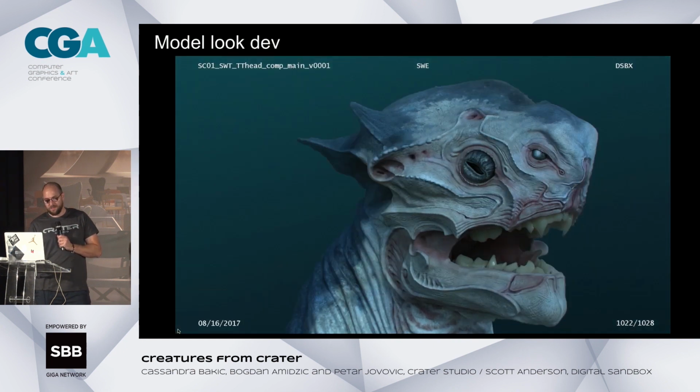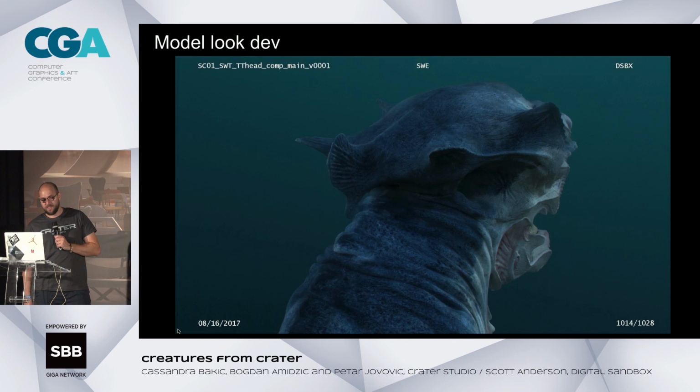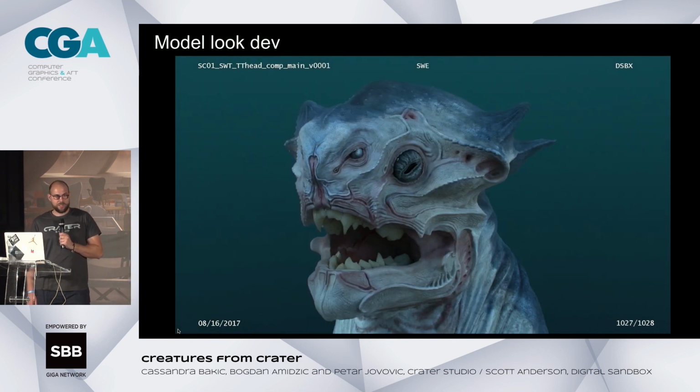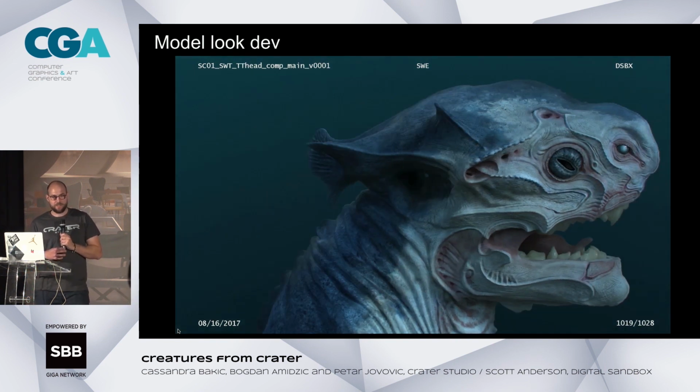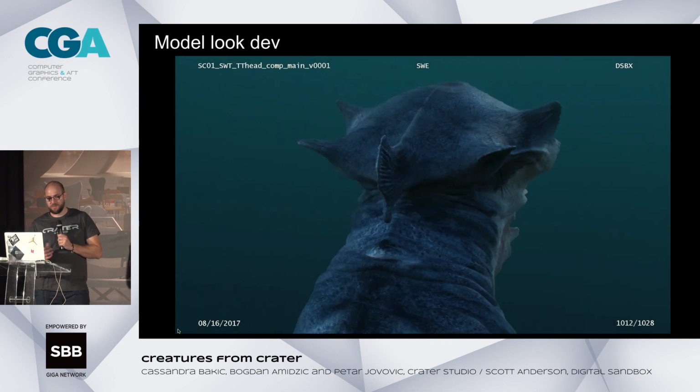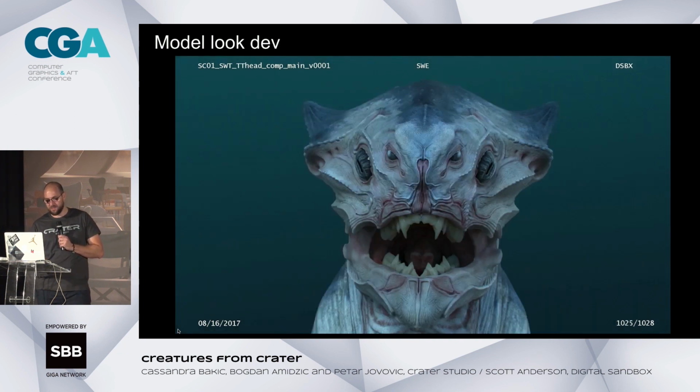So this is a look development test for the head. For some shots, we even blended parts of the CG with the practical monster.